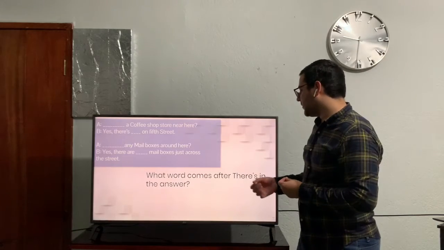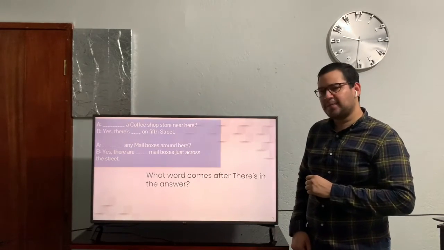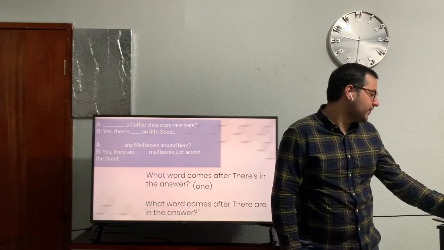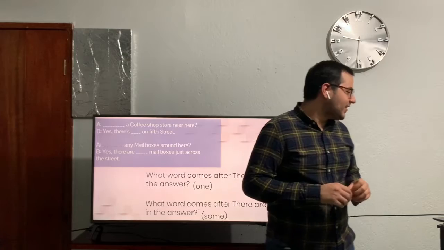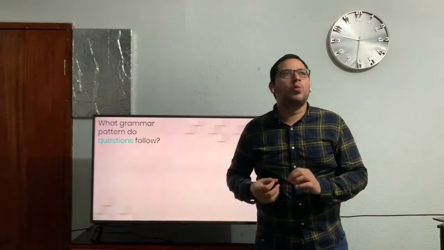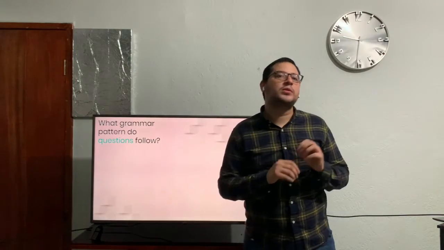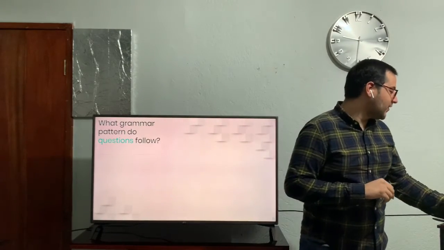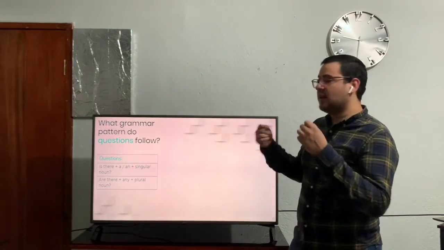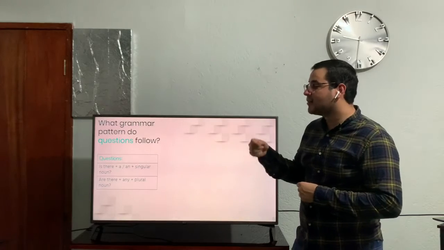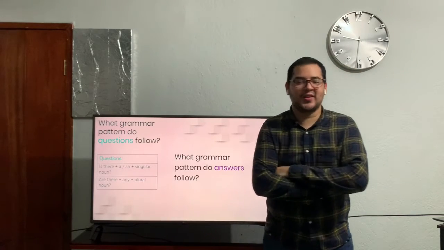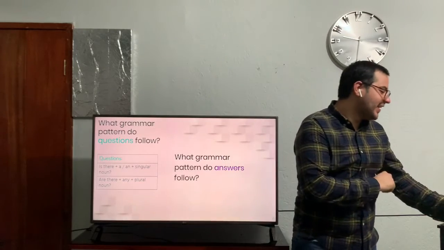So, what word comes after there is? One. Very good, and what word comes after there are in the answer? Very good. Okay, so one and some. Very good. So, what grammar pattern do questions follow? Okay, so we have is there plus a or an plus a singular noun, and then we have are there plus any plus plural noun. Nice. Very good. Now, what about answers? Do you guys know? Very good.